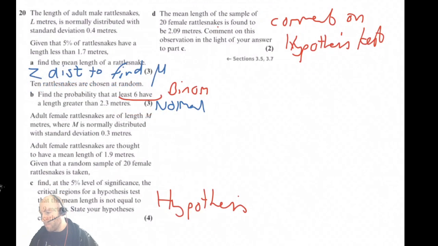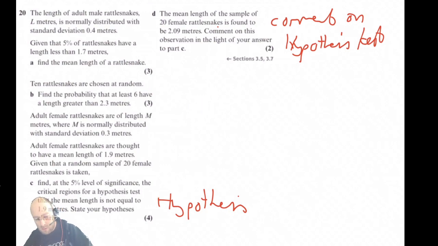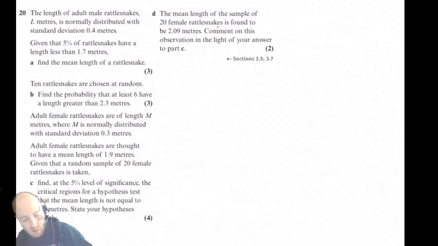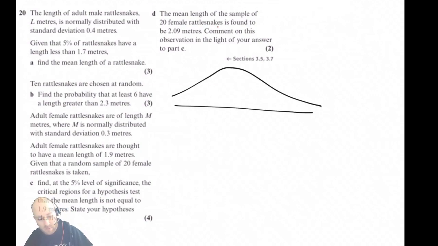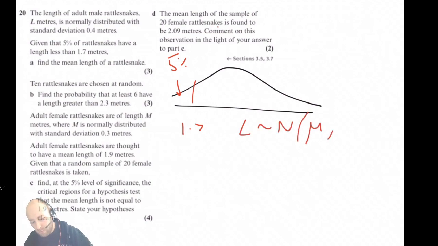All right, let's go through this. So yeah, some of you guys got most of the way there. Pretty good. Let's get rid of this and do some workings. All right, so first one, 5% have a length less than 1.7. So we're trying to find mu. So if we draw this, 1.7, this is 5%. We know L is a normal with an unknown mean and a sigma of 0.4.